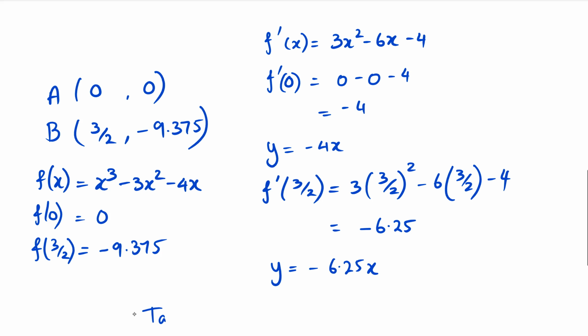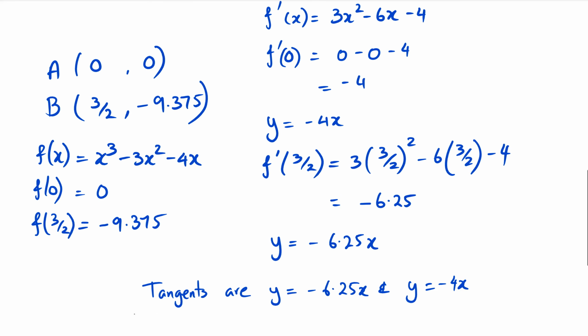So somewhere I want to write down tangents are y equals negative 6.25x and y equals negative 4x. And I also want to say the 2 points are 0, 0, and 1.5 and negative 9.375. Ugly question, long question, but guess what? That's what they do. So let's have a look at what you need for achieve, merit and excellence.